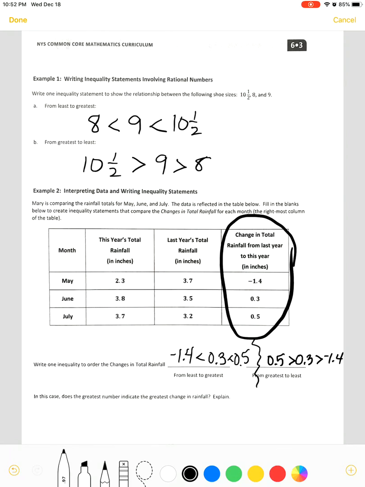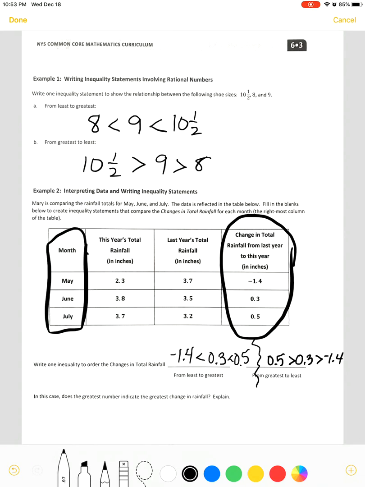Okay, in this case, does the greatest number indicate the greatest change in rainfall? So we said 5/10 is greater than 3/10 and negative 1 4/10. Which month out of these three right here had the greatest amount of total change? Well, this is kind of leading you into a concept we're going to learn after inequalities, which is absolute value. So even though negative 1 4/10 is the lowest number, the one with the least value, it has the greatest absolute value, meaning it was the furthest from zero. It was the greatest amount of change, whether positive or negative. In this case, it was a decrease in rainfall. That represented the greatest overall change.